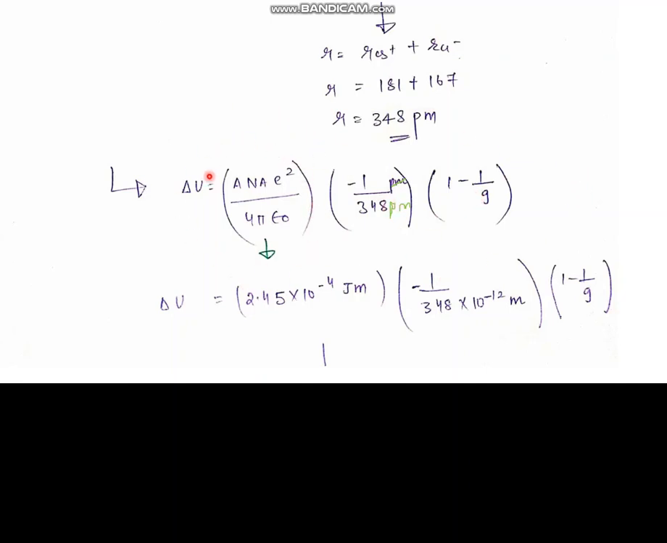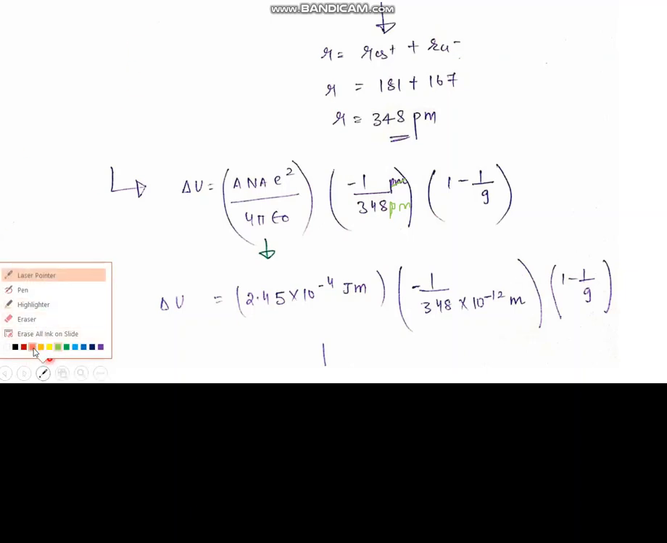If you substitute the value of this particular expression, which is already given in your question, it's 2.45 into 10 to the minus joule meters. And you have calculated the value of the radius, so it's minus 1 by 348 into 10 to the minus 12 meters, because we have to make the units the same. So we have converted picometers into meters, and it's 1 minus 1 by 9. When we solve this equation, the point over here is about the units, because you have to get the answer in kilojoules per mole.